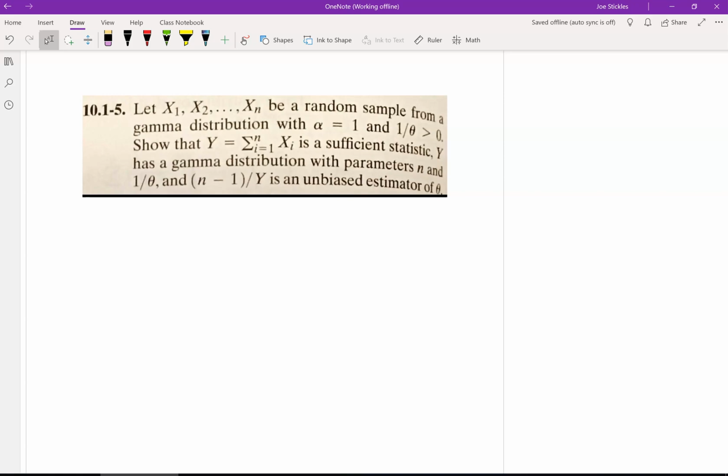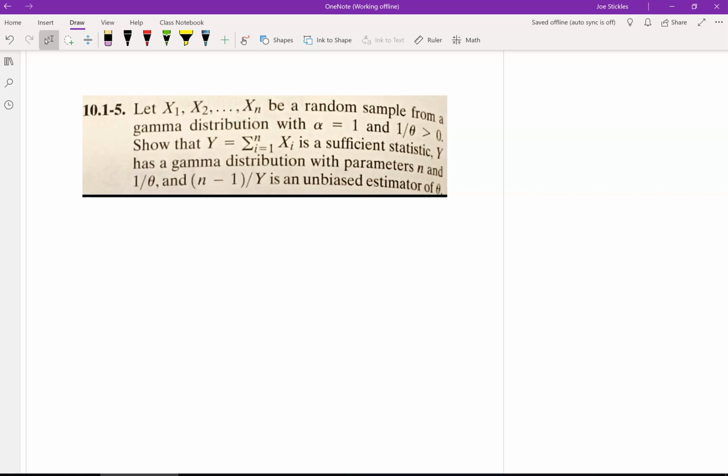So I started this off, and I want to go back and restart it anyway. That was why I erased it at the beginning here. So we're going to look at a gamma distribution. We want to show that we have a sufficient statistic for a particular parameter and then try to figure out an unbiased estimator for theta.